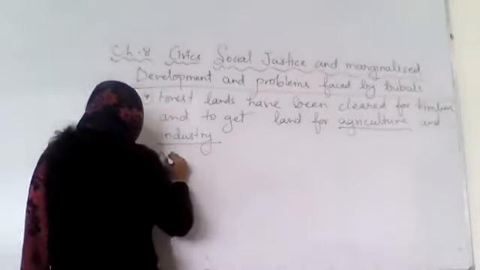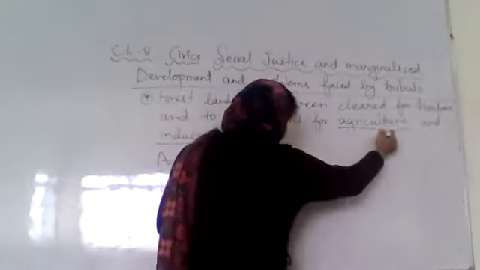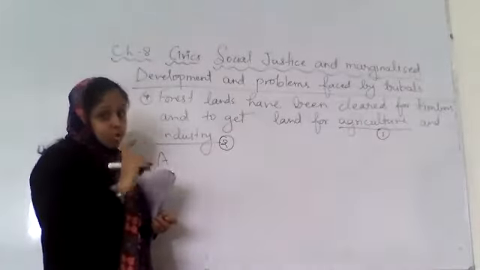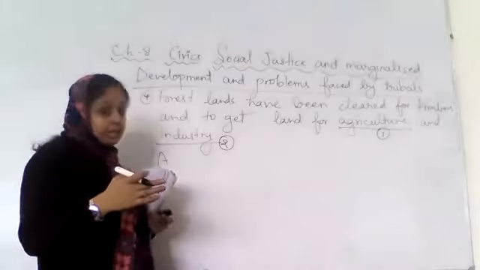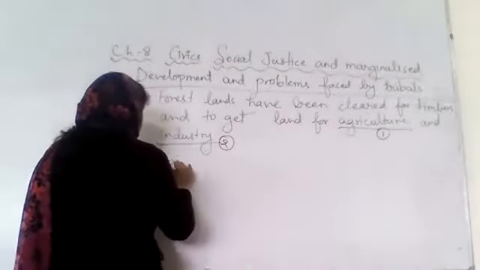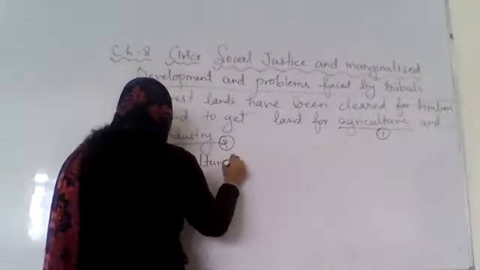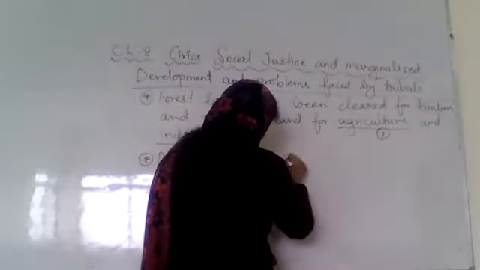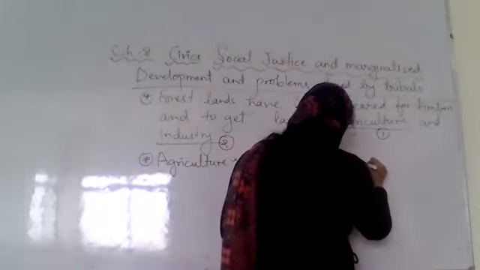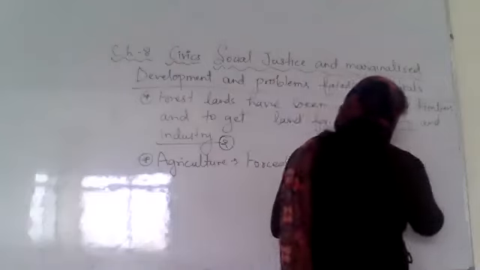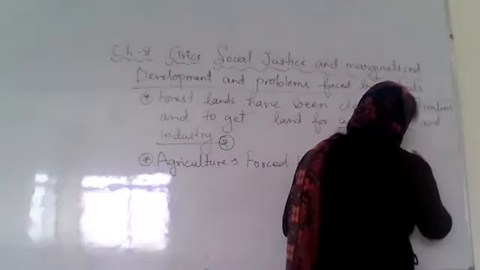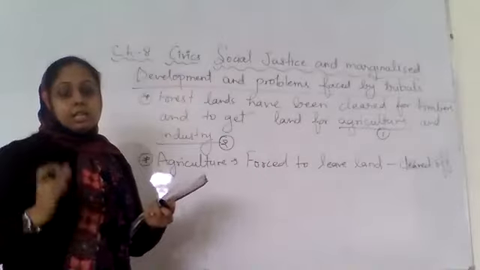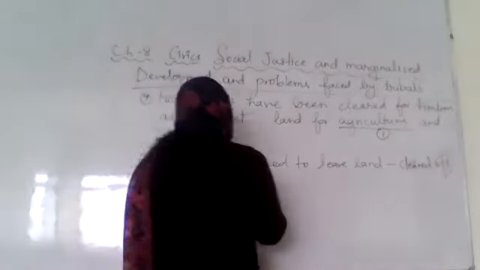Now, first is agriculture and second is industries. These are two major causes for which the forests have been cleared. Right. So first we will discuss agriculture. So here what happened? They were forced to leave land. Okay. Because the forest area was cleared. The forest areas were cleared off, and because of that, the tribal people were forced to leave their land.